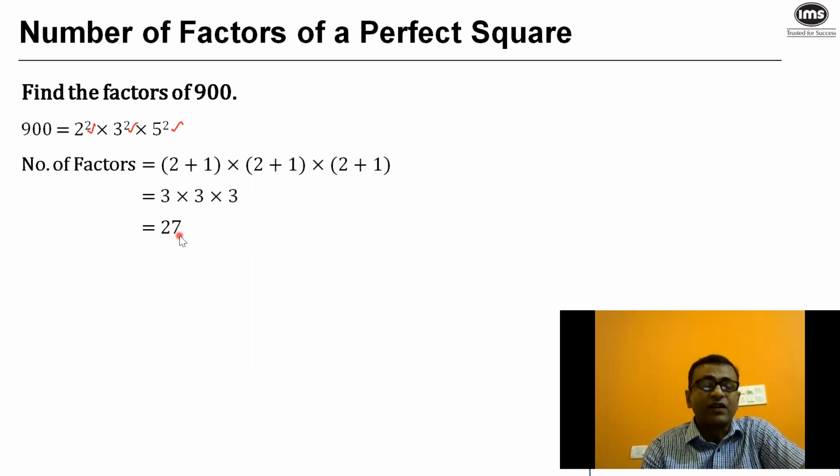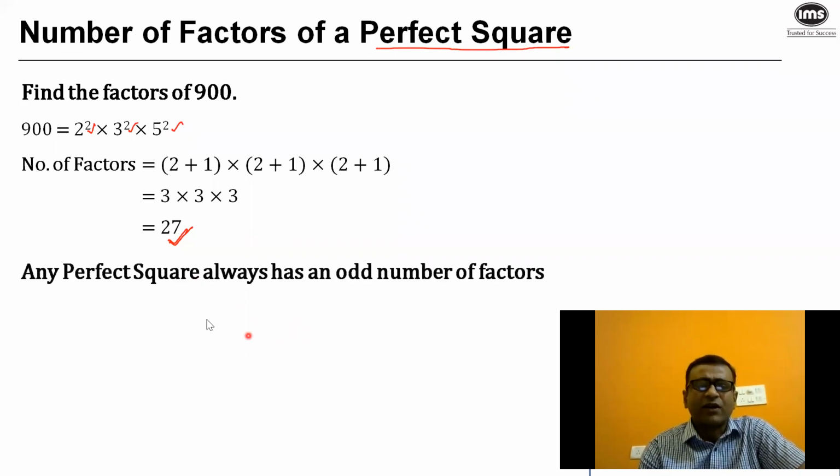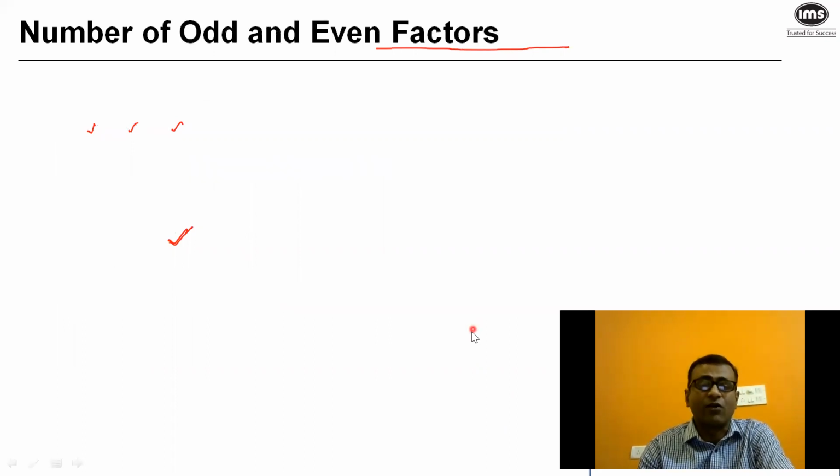So 27 is an odd number. In the case of every perfect square number, the total number of factors will always be odd. We can remember this by the line I have written here: any perfect square always has an odd number of factors. So if a question asks what kind of number we get when we have to find the total number of factors of a perfect square, that will always be odd.